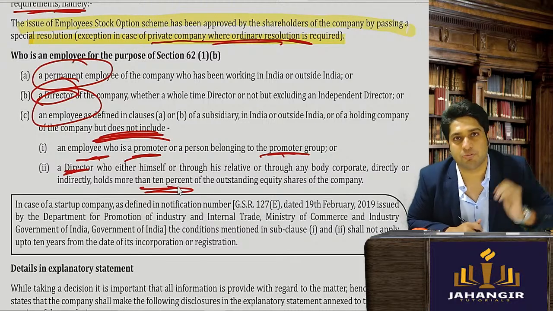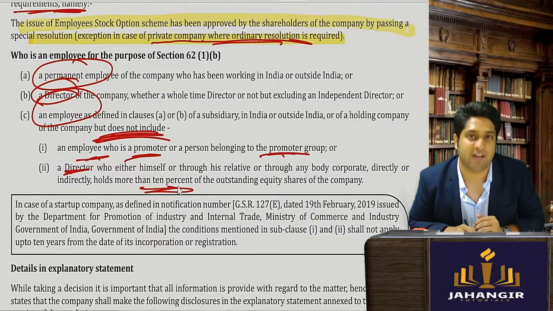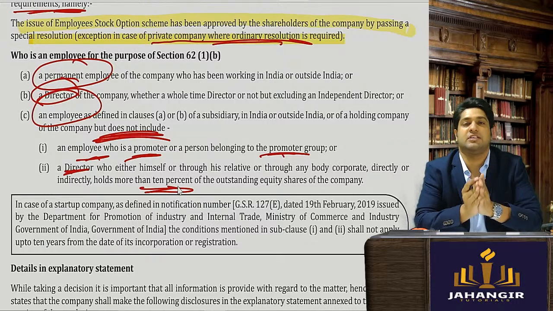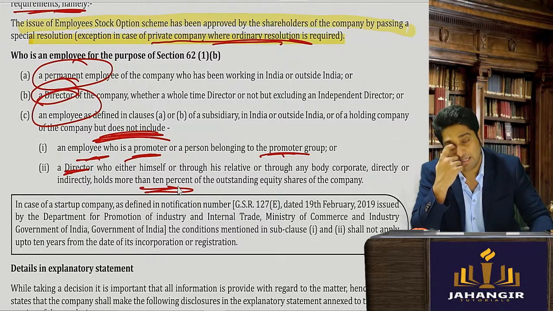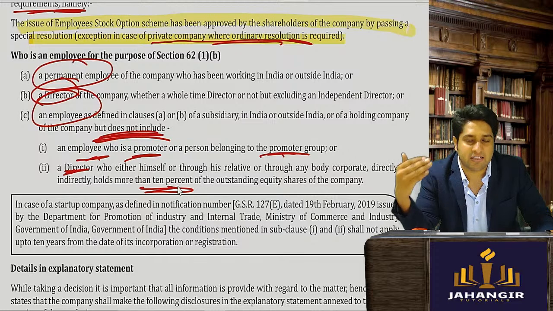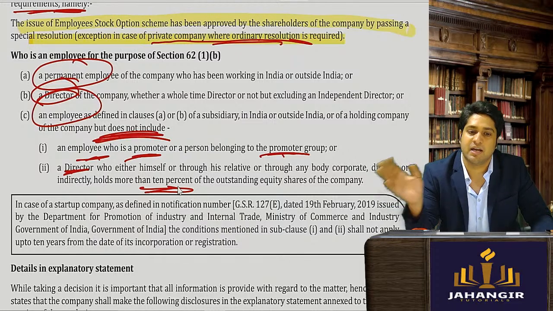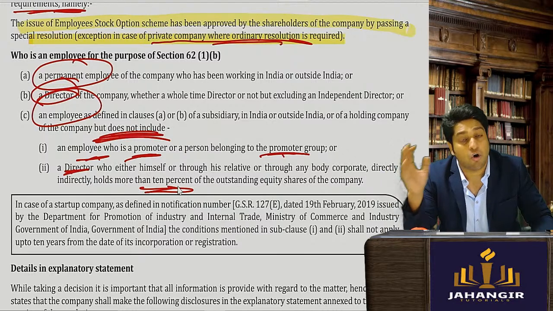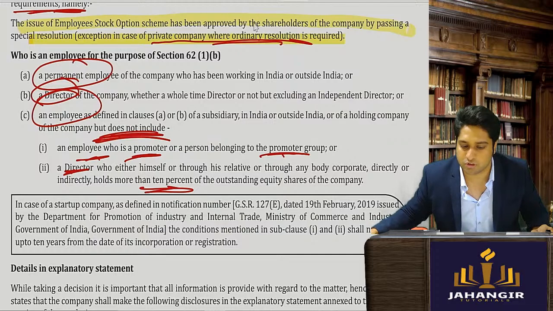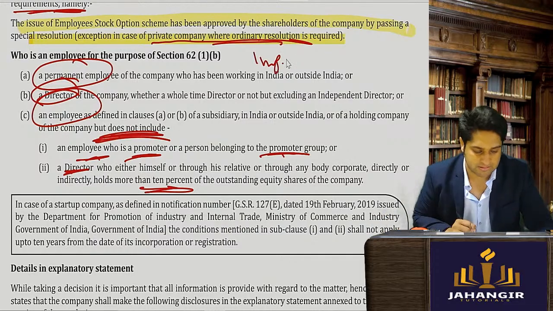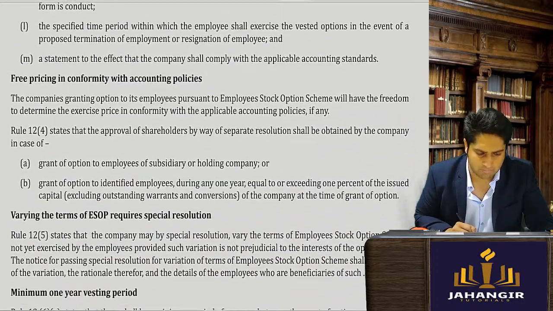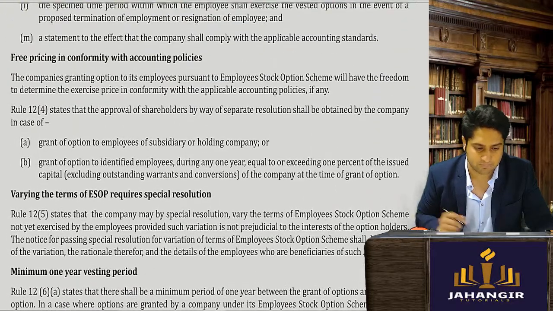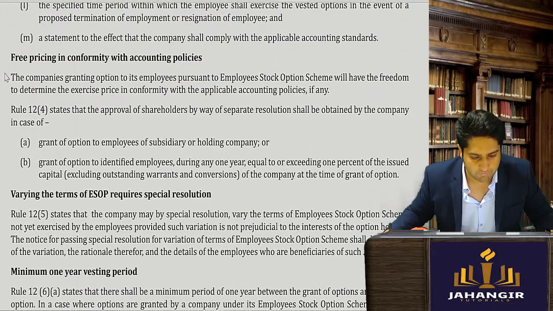So can ESOPs be issued to an employee who is holding 5% shares? Answer is yes. Can ESOPs be issued to a director who is holding 20% shares? Answer is no. Can it be issued to promoters? Absolutely not, irrespective of holding. So this is also important. Who are employees? Okay, then all this is not important. I'm taking you through things which are important from the exam point of view.